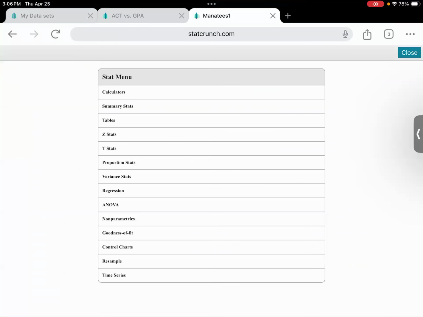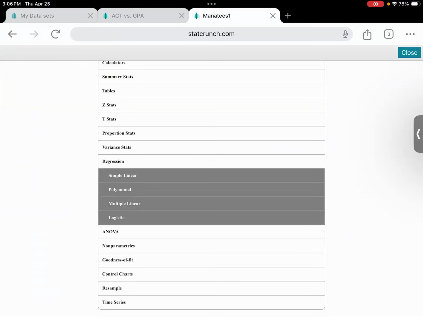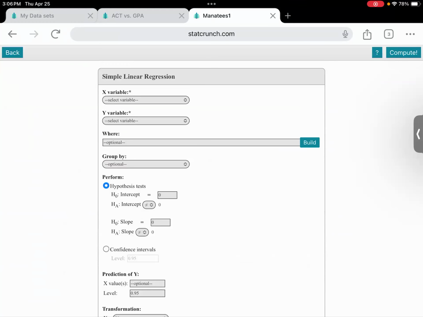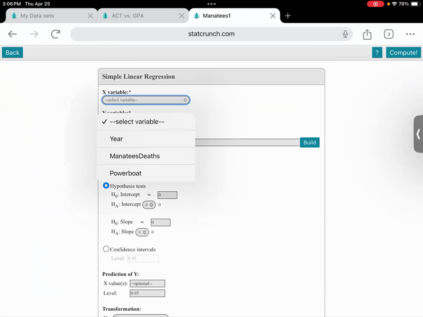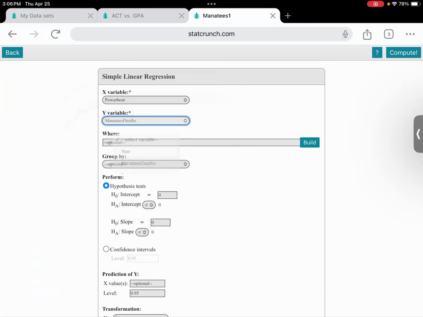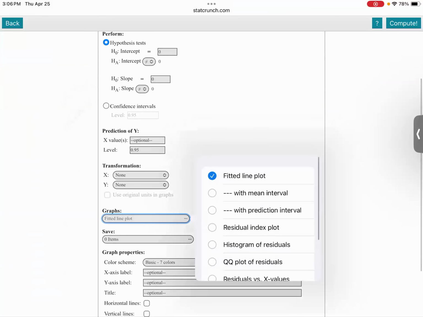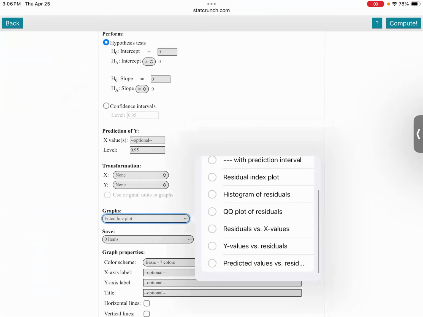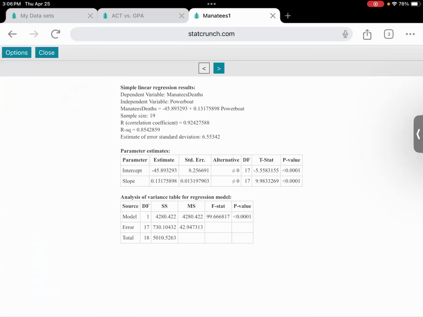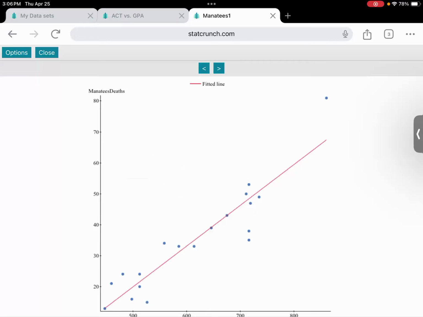All right, so stat, regression, simple linear. Our X variable is going to be powerboats. Our Y variable is then manatee deaths. And then we grab our plots: fitted line, hist, QQ, residual versus X value. So we're starting with our scatter plot. You okay? Did you get it pulled up? Okay. So our fitted line plot.